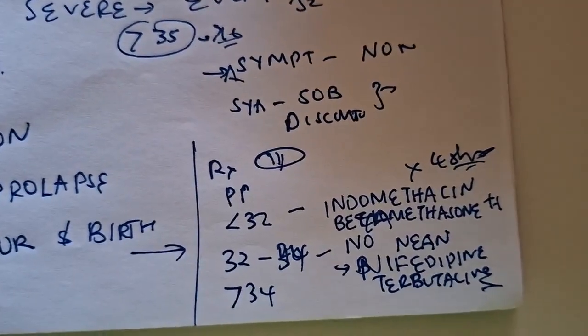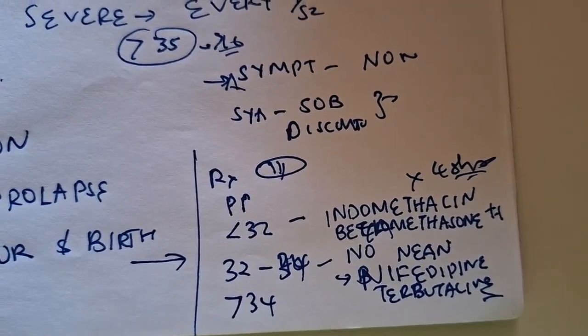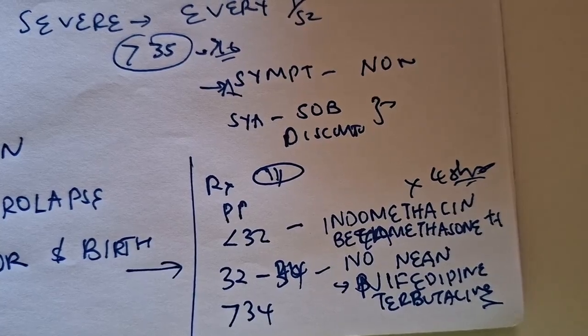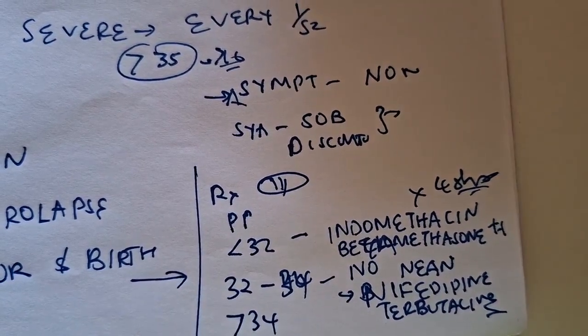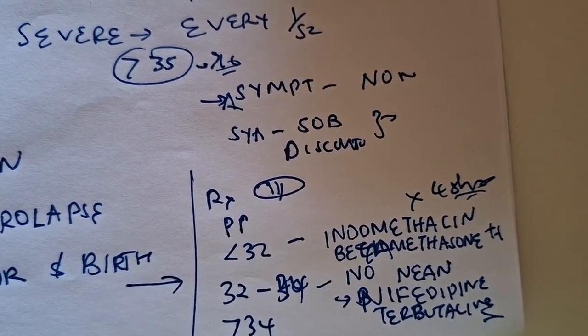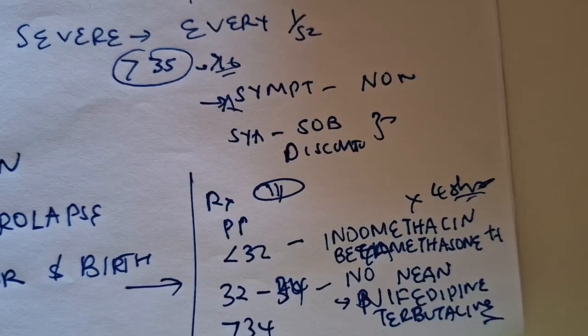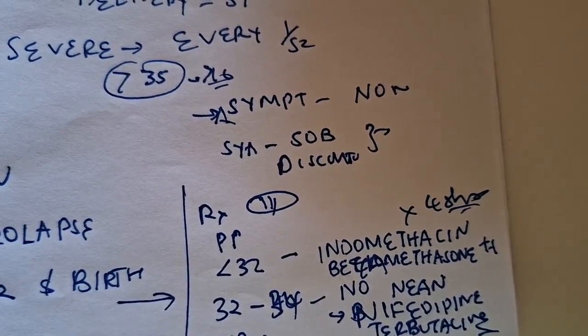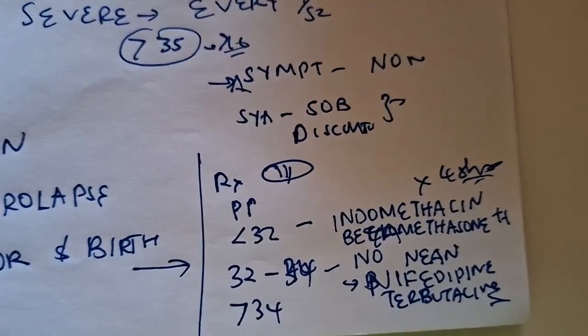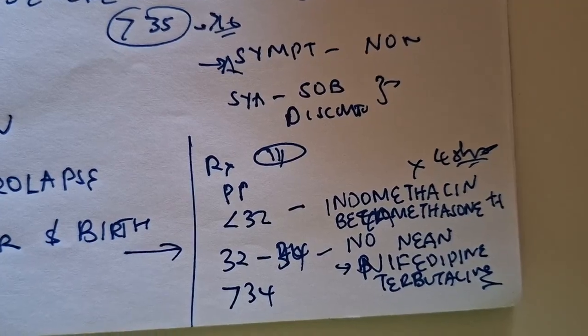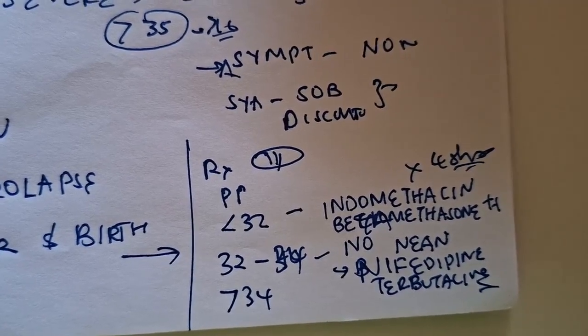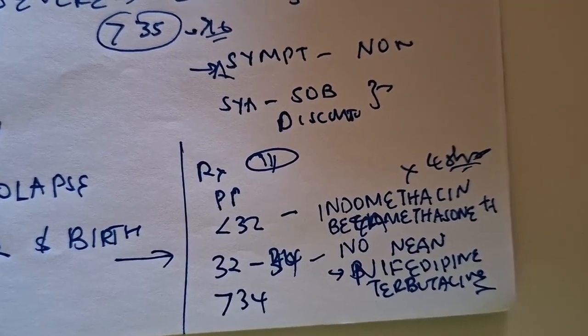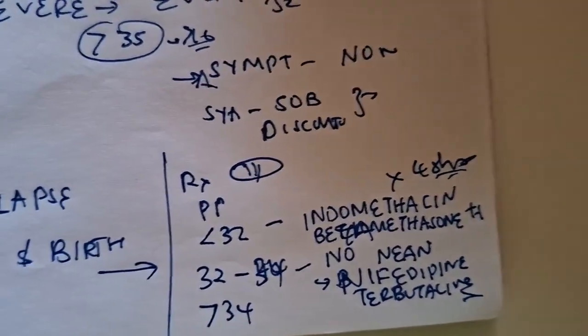Number two is that when it occurs between 32 and 34 weeks, we usually don't want to do indomethacin, because at this age the baby is actually nearing maturity, and indomethacin will lead to closure of the ductus arteriosus. So we only do that for less than 32 weeks. Instead, at 32 to 34 weeks, we want to use nifedipine or terbutaline, and of course a steroid, that is betamethasone or dexamethasone, depending on the facility and the availability at your place.